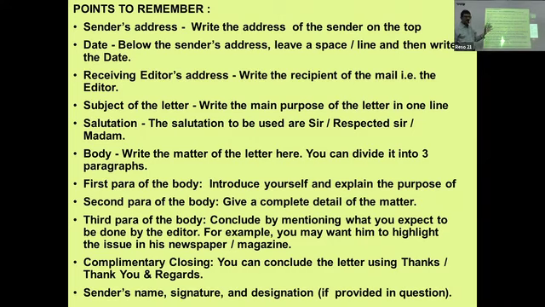Dear sir, respected sir, and so on. This is called the salutation. Then will be the body of the letter, the complete matter. It should be in 3 paragraphs. Try to put the things in 3 paragraphs. The first paragraph will be the introductory paragraph.